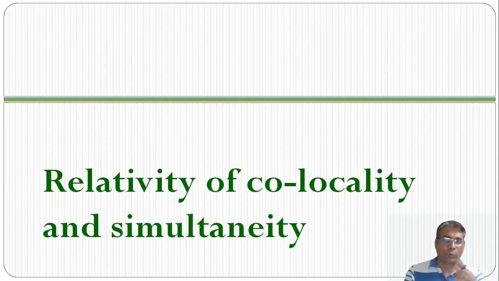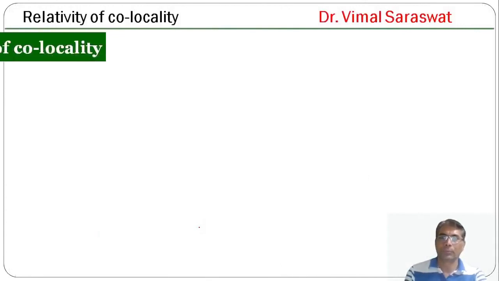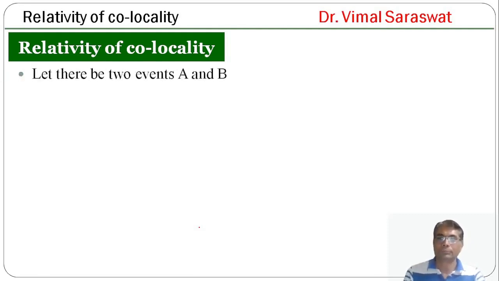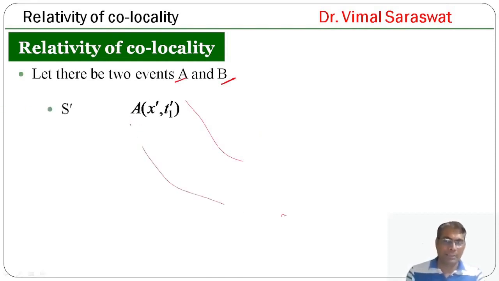Now, last topic of today's lecture, relativity of co-locality and simultaneity. So first of all, relativity of co-locality. Let there be two events A and B. Since two events are co-local in frame S dash, it means the coordinates of both the events will be same in frame S dash. Let the coordinates of event A in frame S dash be x dash and t1 dash, and of event B x dash and t2 dash.